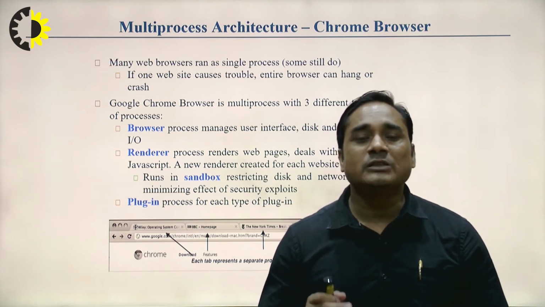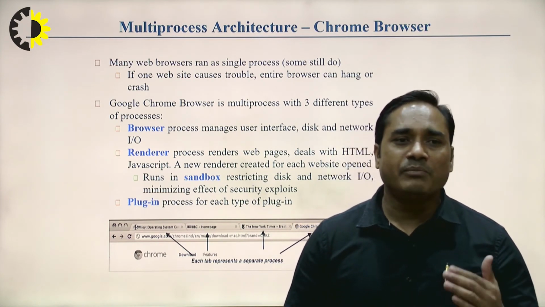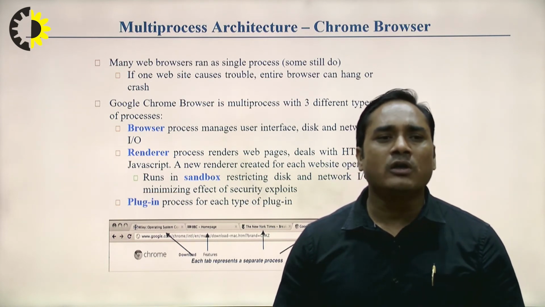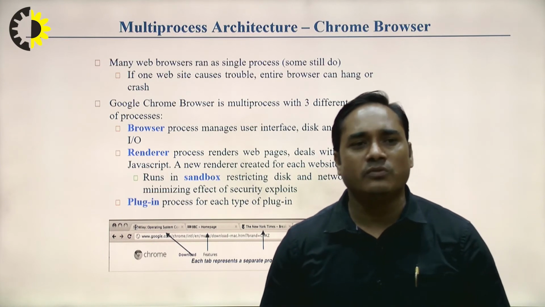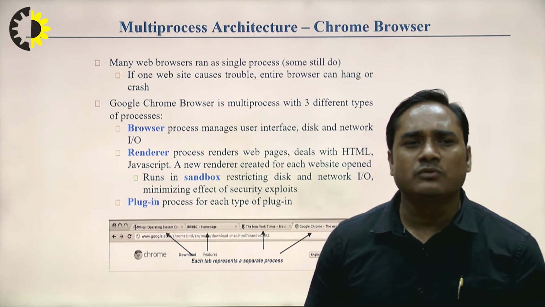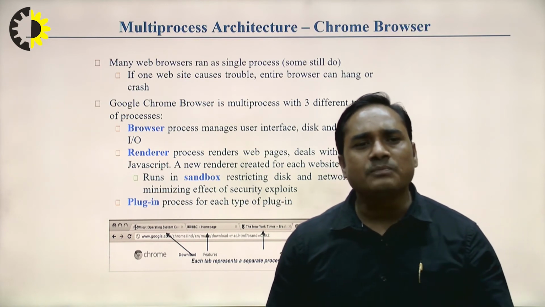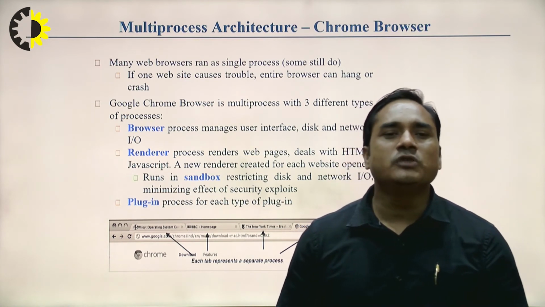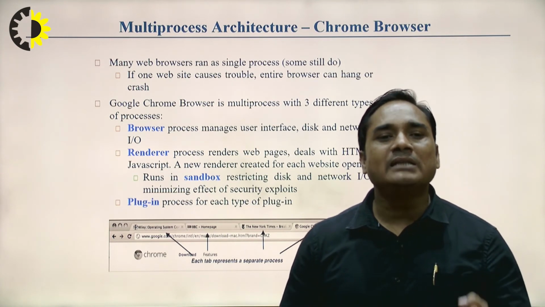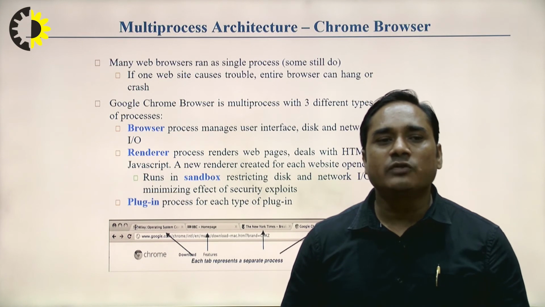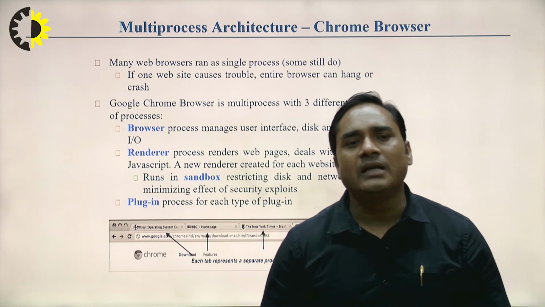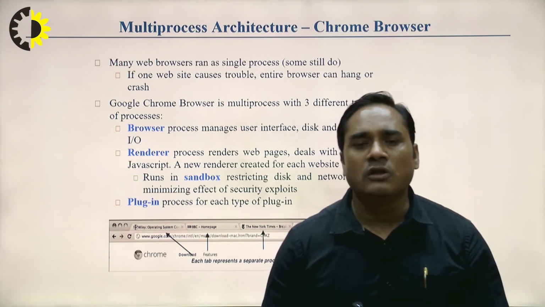You can explain with the help of the example: if the browser is facing any issue, the browser stops working, then all running processes will automatically stop working. So the Google Chrome browser is multi-process with three different types of processes. The browser process manages the user interface, disk and network input/output. Basically it will manage the interface, like disk and network, so which type of network is there and which type of interface is there. So the browser automatically manages all details.